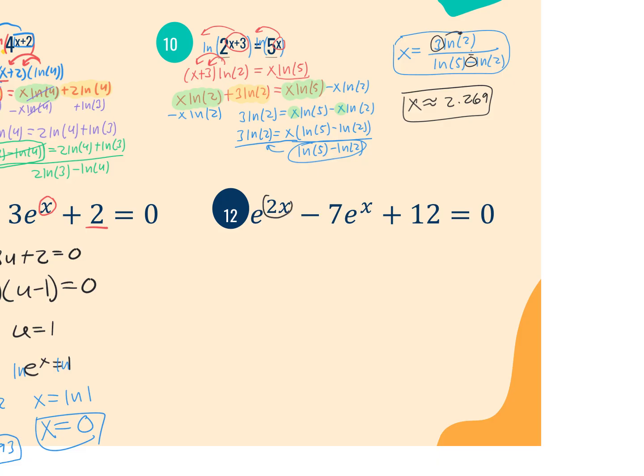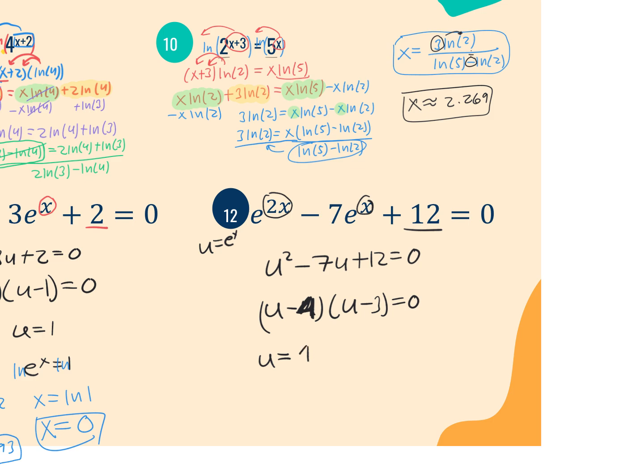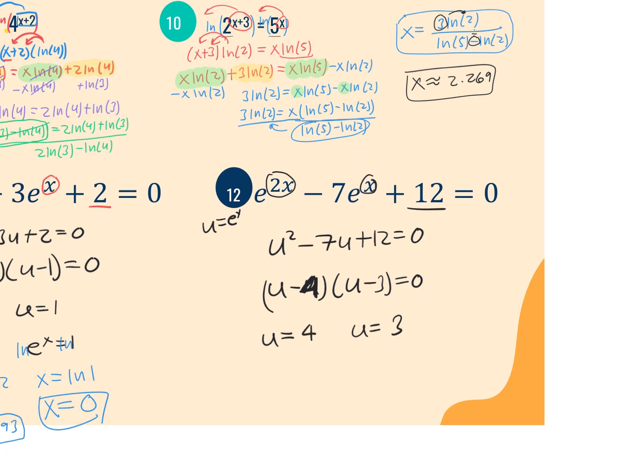This should be e to the 2x and e to the x, and then there's a constant. Once again, I can set u equal to e to the x, and then I get u squared minus 7u plus 12 equals 0. And then we get u minus 4, u minus 3 equals 0. So then I get u equals 4 and u equals 3. That means e to the x equals 4 and e to the x equals 3. Once again, you can ln both sides to get rid of the e, and then you get x equals ln of 4 and x equals ln of 3. So those are our exact answers.